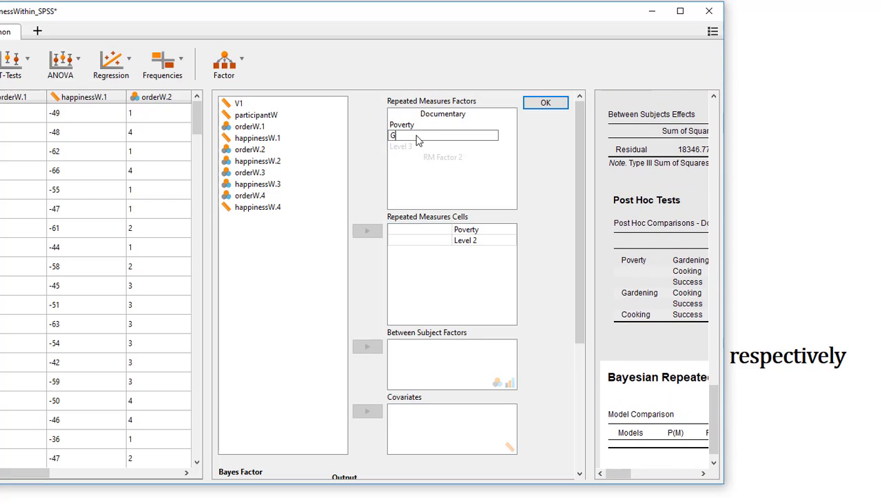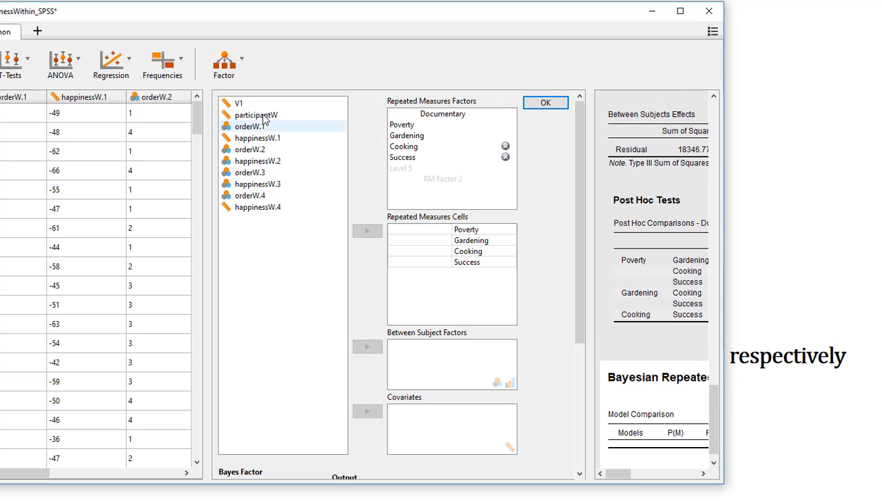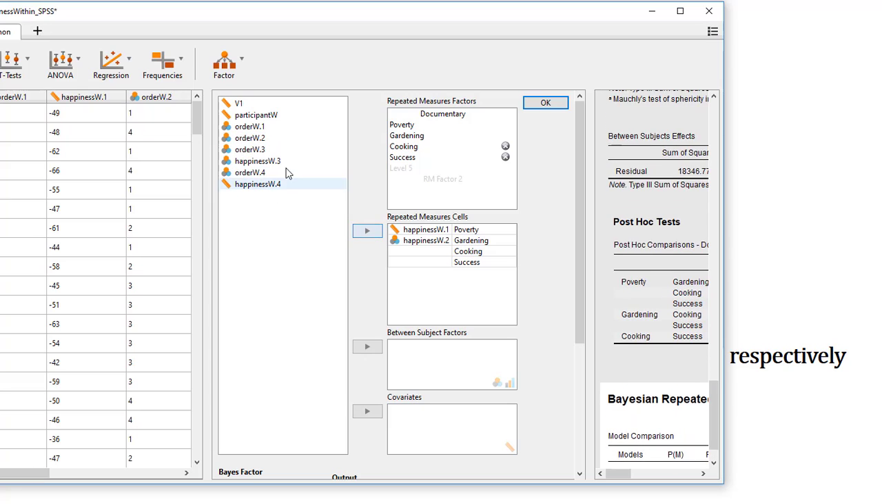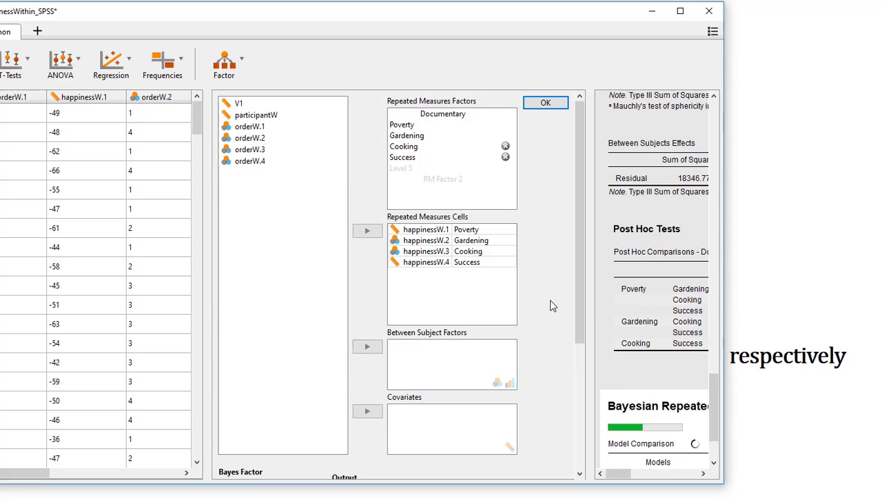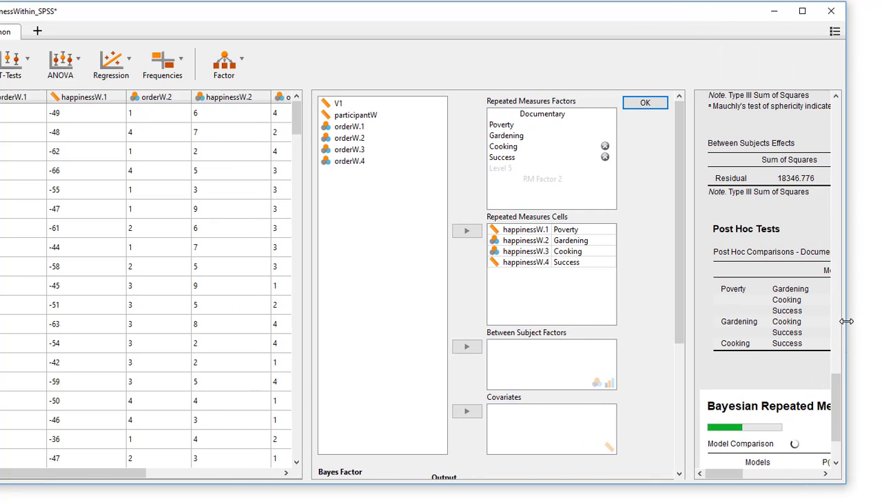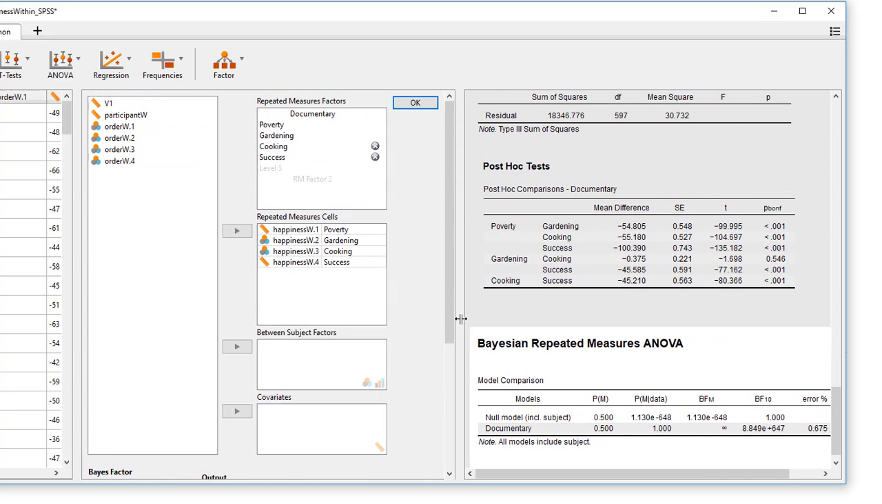Level 1, poverty. Level 2, gardening. Level 3, cooking. Level 4, success. And then now these cells were created and we put happiness 1, happiness 2, happiness 3, happiness 4, and we get the Bayes factor here.